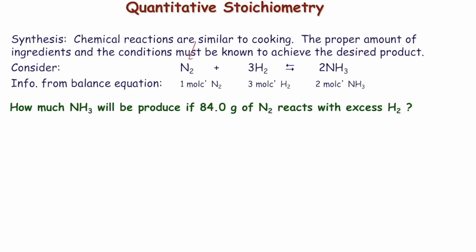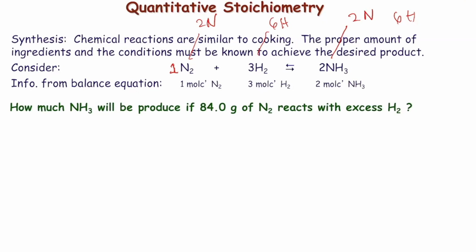make sure it's balanced. Here I've got 2 nitrogens in N2. Here I've got 6 hydrogens in 3H2. In 2 ammonia, I've got 2 nitrogens and 6 hydrogens. So the equation is balanced. This is a balanced equation. If there's nothing in front of the nitrogen, it means it's 1. So 1 nitrogen molecule will combine with 3 hydrogen molecules to produce 2 ammonia molecules.